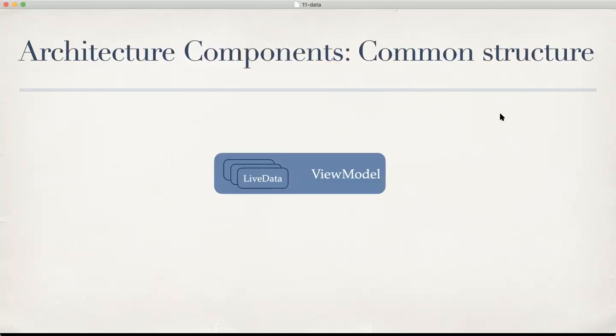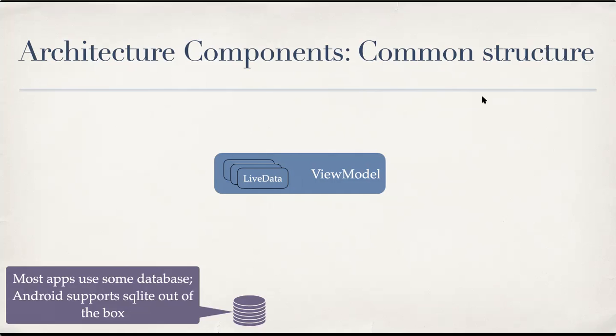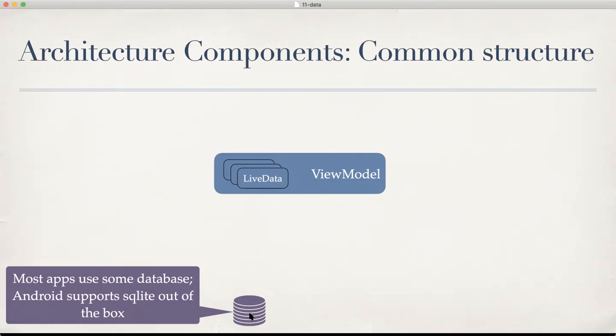All right. So here is a common structure. Okay, I think I messed up my animation here. All right, let's start with this. Okay, so here is a common structure, a big picture for all the architecture components. So first of all, there is an underlying database.